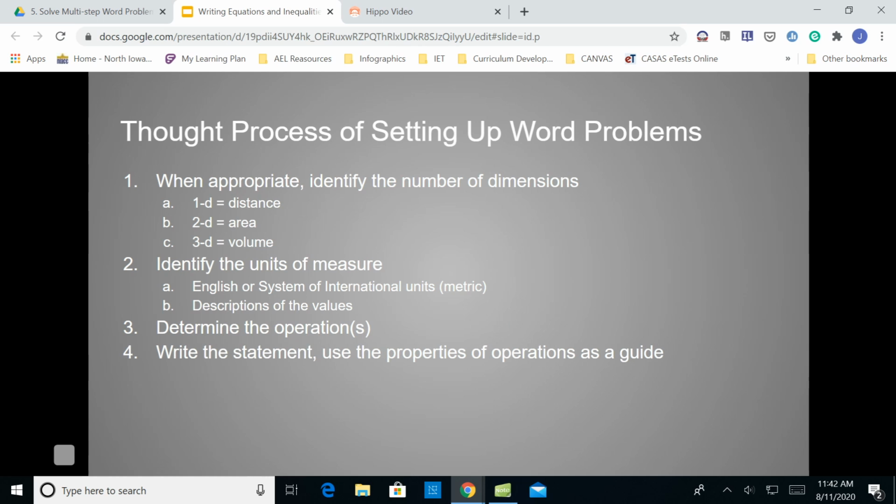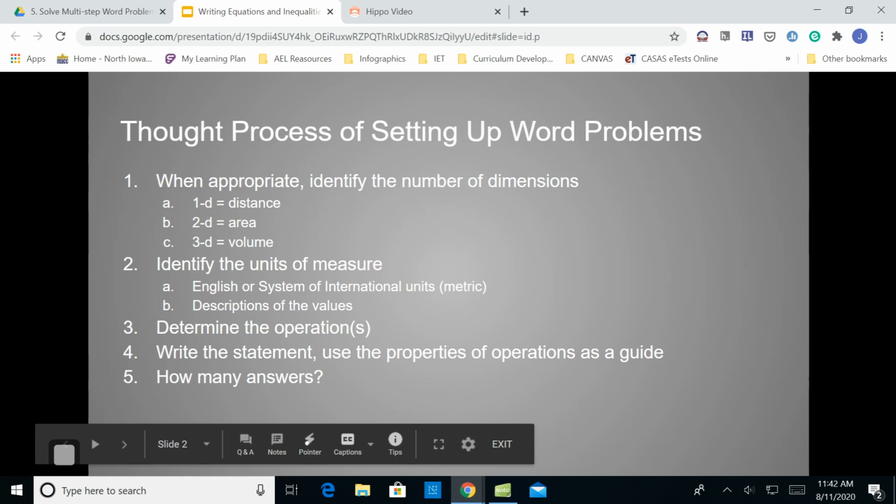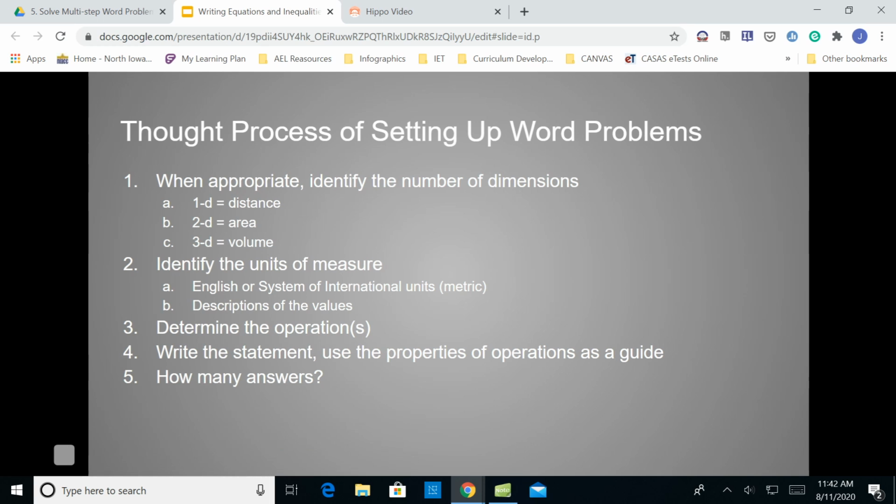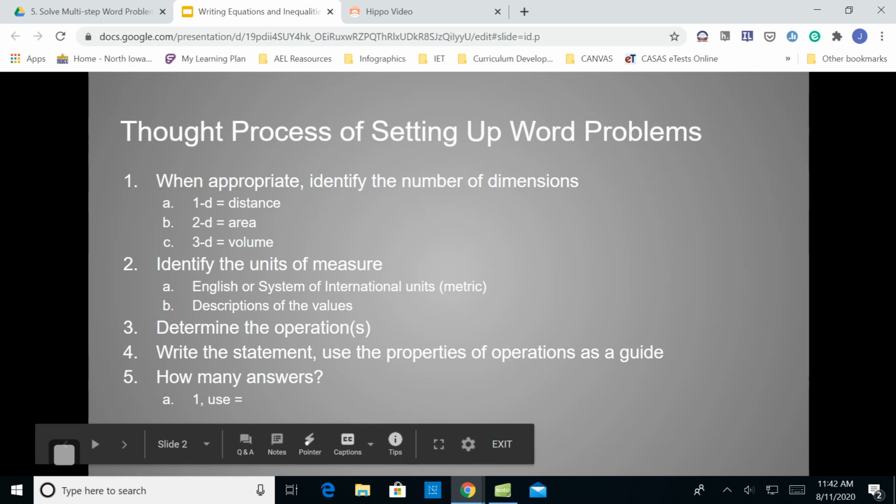From there, I'll go on to write a statement and use the properties of operations as a guide. A lot of the times in word problems, the numbers don't appear in the order that you set up the problem in, so you'll have to be using those properties in accordance with the word problem. And last but not least, we'll figure out how many answers we need. If there's one or two exact answers, we'll use an equal sign. And if there is a range or multiple answers, we'll use the inequality symbols.